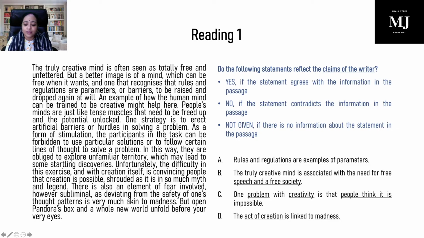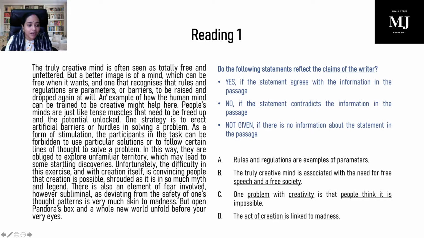Second, the truly creative mind is associated with the need for free speech and a free society. So let's see the truly creative mind, which is the first line. Now, guys, understand. We remember that the true false answers do come in order. If that is true, this B thing cannot be the right one. Why? Because then it will be incorrect.